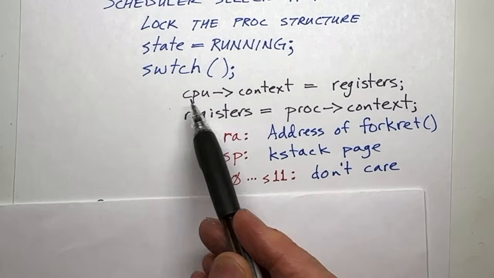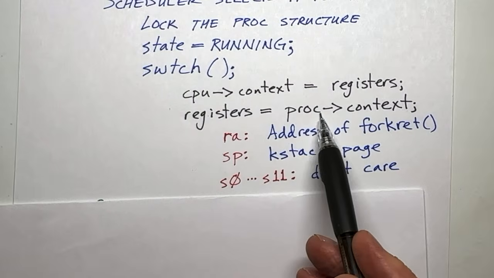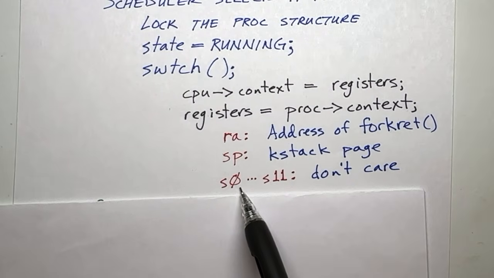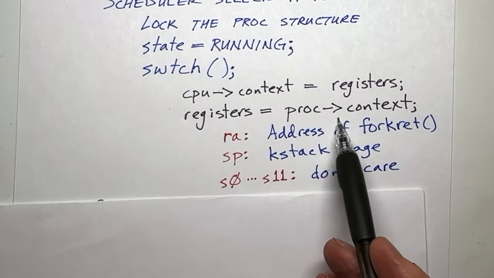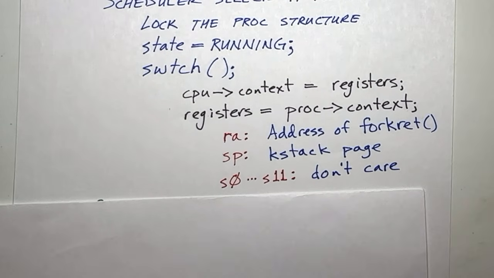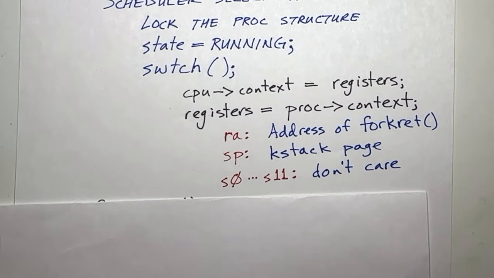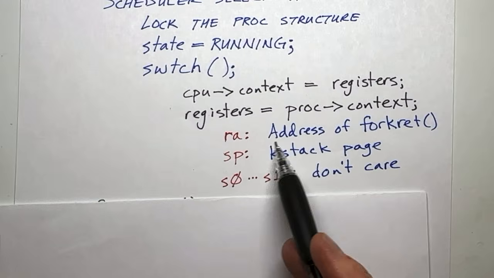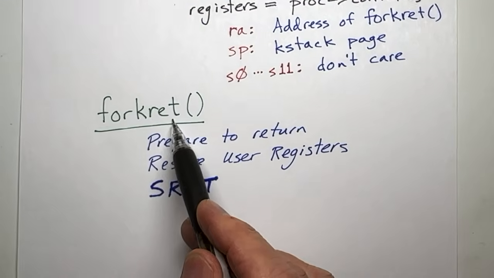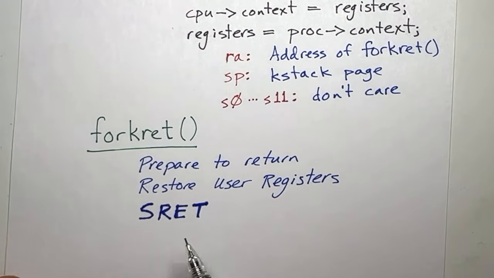Well, switch will first save the scheduler's registers, and then it will load the RA, the SP, and the S registers from the process's context area. We don't care about the S registers because this thread is essentially a new thread, but the RA and SP registers matter. The result is that when switch executes its return instruction, it will cause a jump to the forkret function with a fresh, fully empty stack page that's available for use.